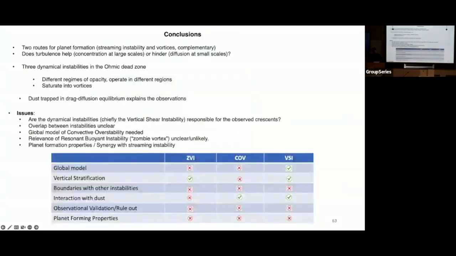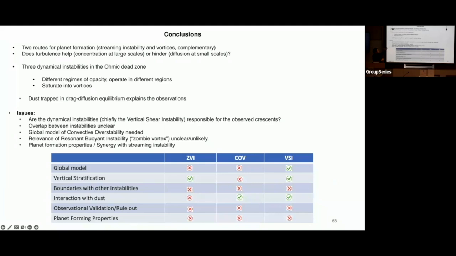Conclusions, then. There are two routes for planet formation, the streaming instability and the vortices, and they seem to be complementary. Open question: if turbulence helps concentrating the pebbles at the larger scales or hinders because of the diffusion at the small scales. There are three dynamical instabilities in the reactive zone. They operate in very different regimes of opacity, therefore in different regions of that zone, but they all saturate into vortices. So I'm super curious about how they form planets. And dust trapped in drag diffusion equilibrium in these vortices seems to explain some of the observations.